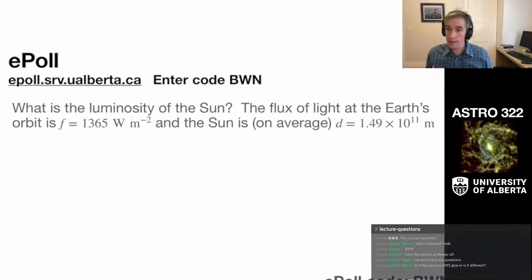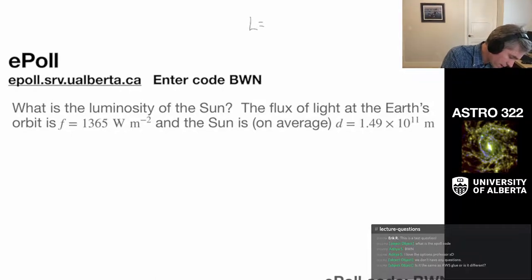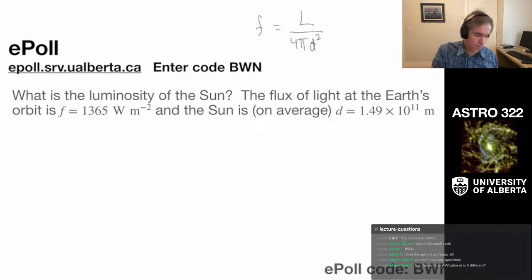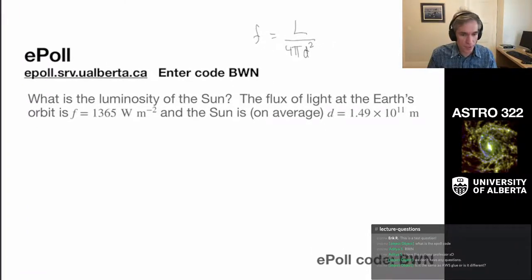So this allows us to calculate properties of distant objects. For example, the sun. You can use the flux, which is equal to the luminosity over 4 pi times the distance to an object squared, to estimate what the luminosity of the sun is. At this point, I'm going to take a break, shut up finally, and let you punch through and come up with that. I will liberate the e-poll right here. You should have an open e-poll question, and you can try this out.